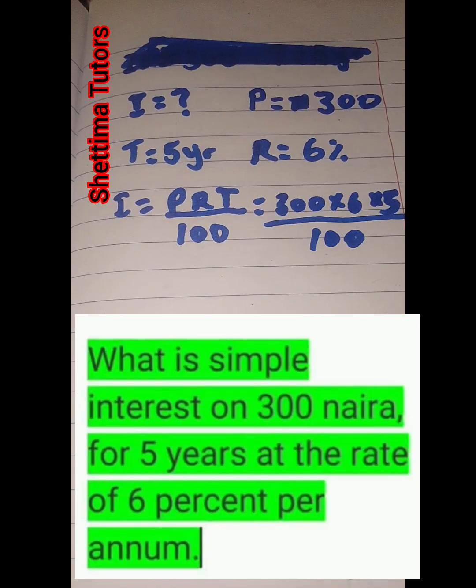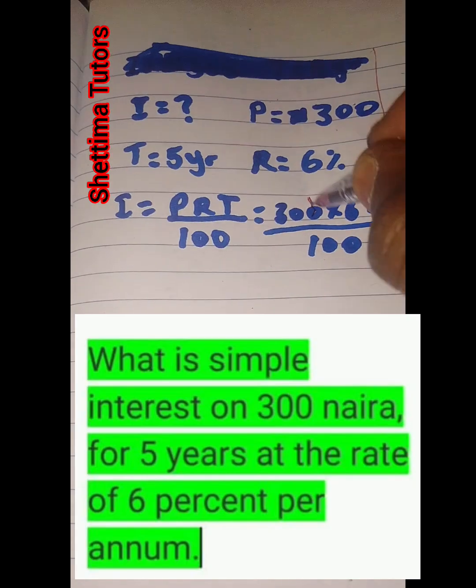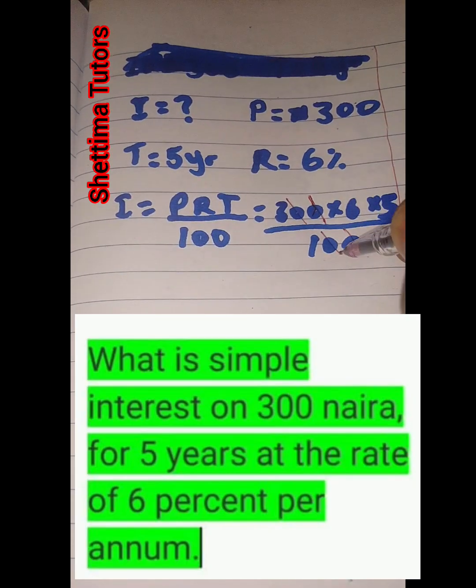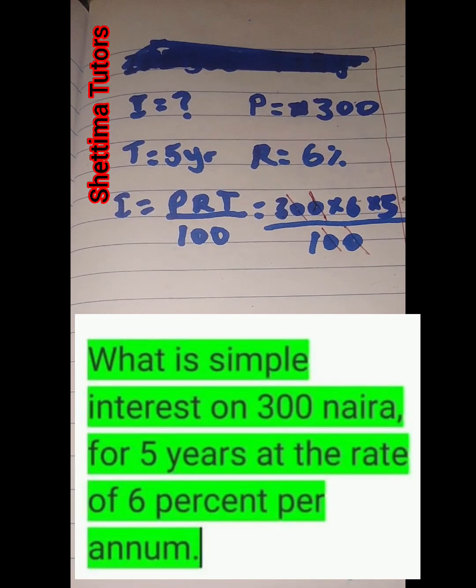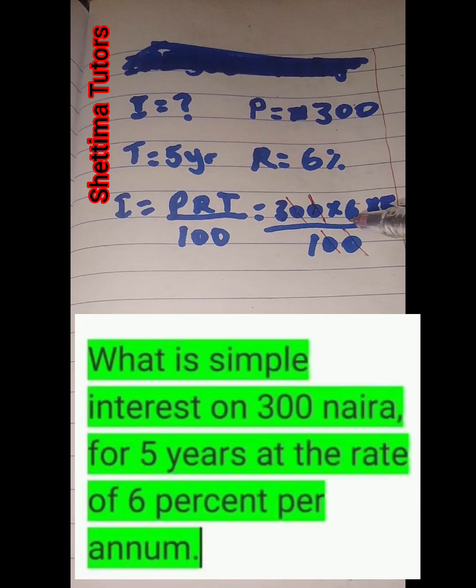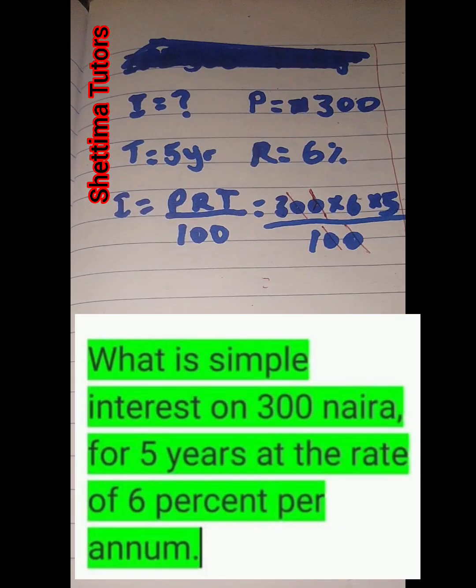Now I know that the easiest thing to cancel between numerator and denominator is 0. So 0 will cancel 0 and 0 will cancel 0. I'm left with 3 times 6 times 5. 5 times 6 is 30. 30 times 3 is equal to 90. Our interest is equal to 90 naira.